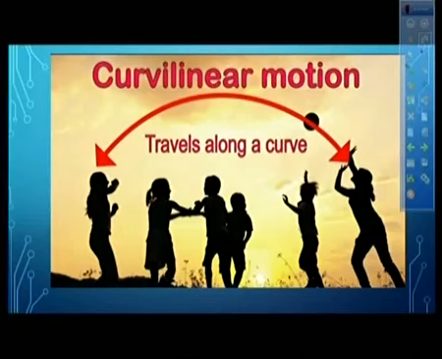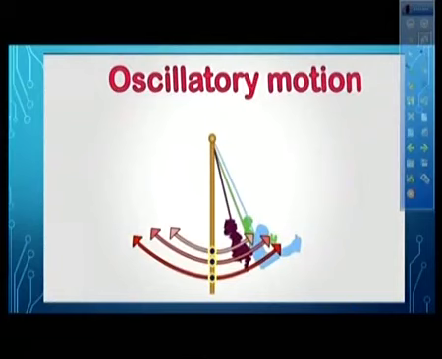Students, you all play with a football. Then the path of the football is not a straight line. It is curved, as you are watching in the picture. So when you take a football and kick it, if that football takes a curved path, then it means it is curvilinear motion. Travel along a curve. When something travels along a curve, we call that motion curvilinear motion.